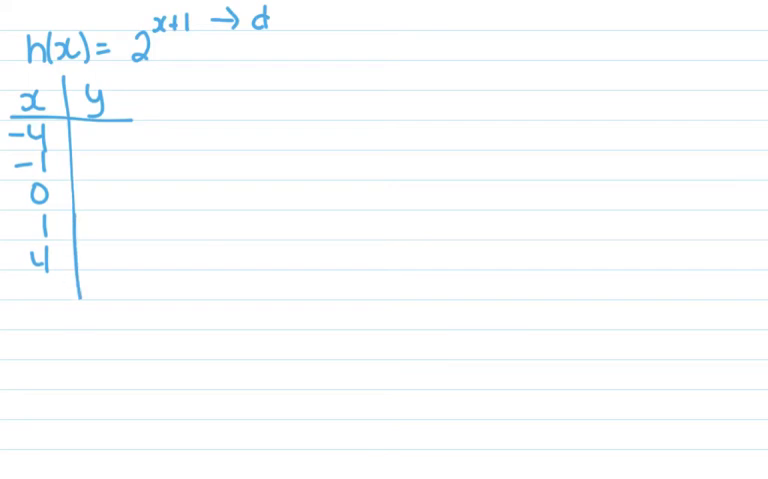So now I have h of x equals 2 to the power of x plus 1, where that 1 is now in the exponent, so that would be a d value. Now the table of values, x is -4, -1, 0, 1, and 4, and y is, plug it into the equation, so 2 to the power of -4 plus 1 would be 2 to the power of -3, which would be 1 over 2 to the power of 3, which would be 1/8, which is 0.125.